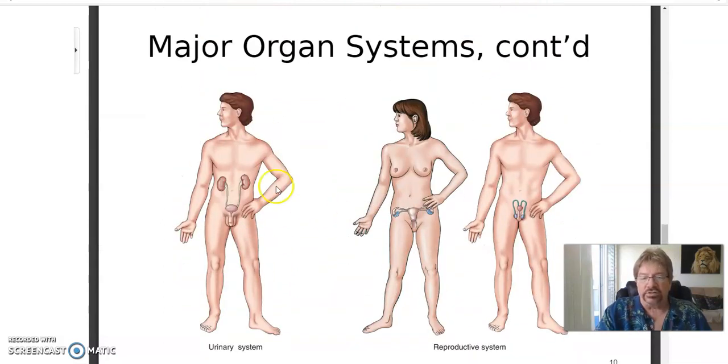The urinary system. We have two kidneys, two tubes called ureters that conduct the urine down to the urinary bladder, which is shown right here. And then we have a tube that goes to the outside of the body called the urethra that the urine is conducted through until it's expelled outside of the body.